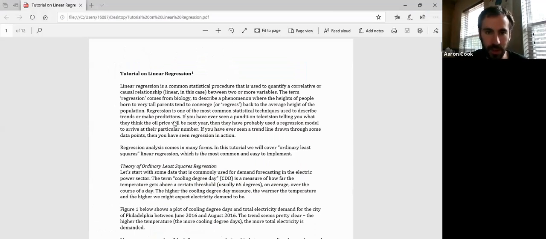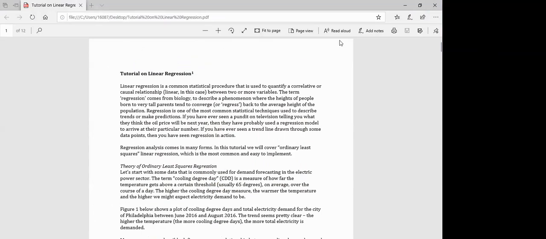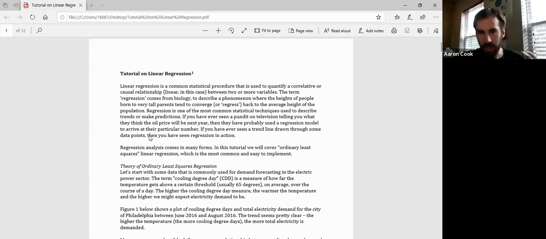Is the tutorial on linear regression visible now on your screens? Yeah, it is. Okay. So I'm going to be looking at that right now. I'm also going to be pairing that with Excel.